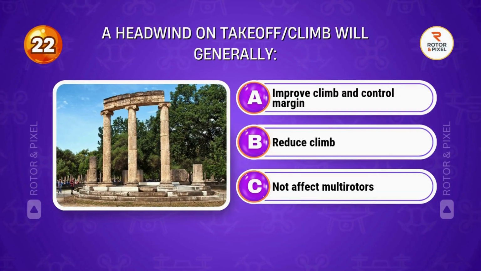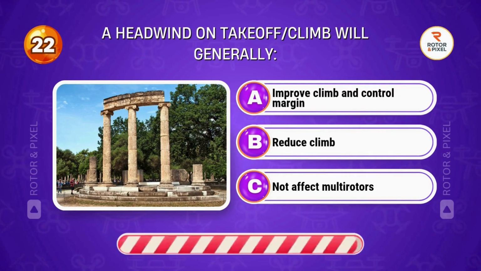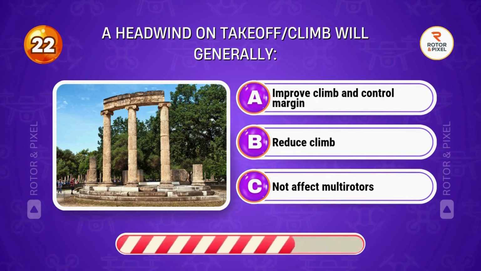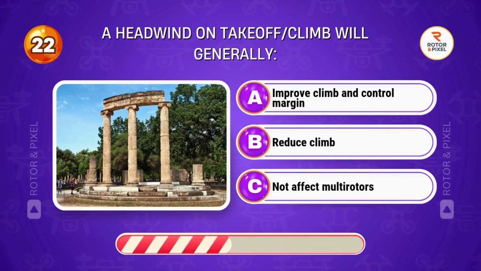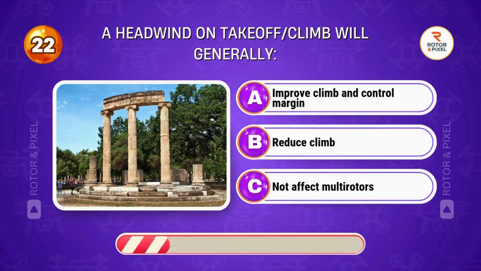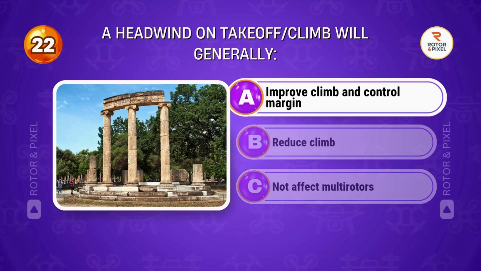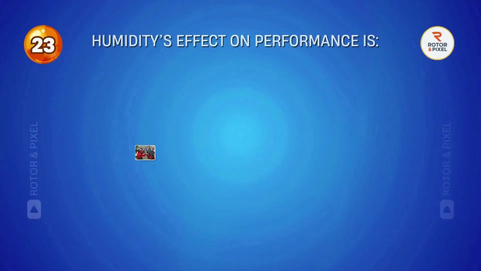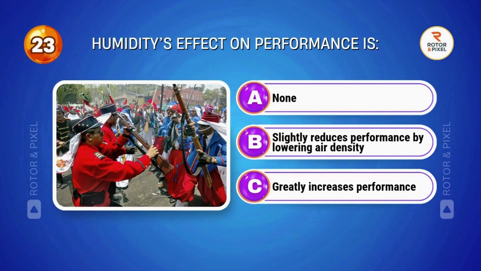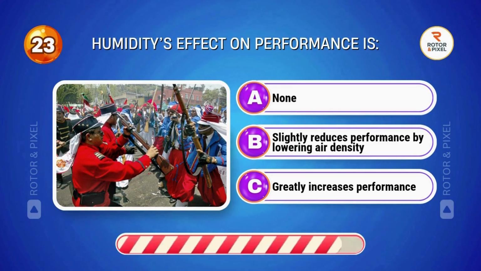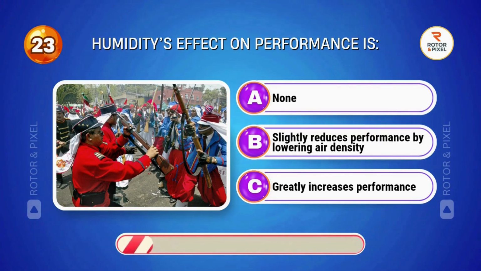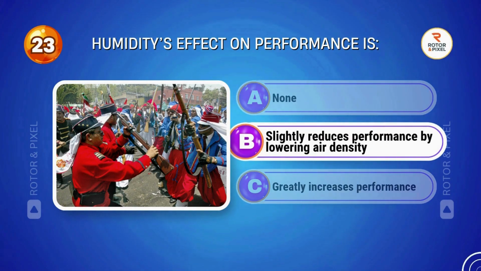A headwind on takeoff and climb will generally... Answer A. Improve climb and control margin. Humidity's effect on performance is... Answer B. Slightly reduces performance by lowering air density.